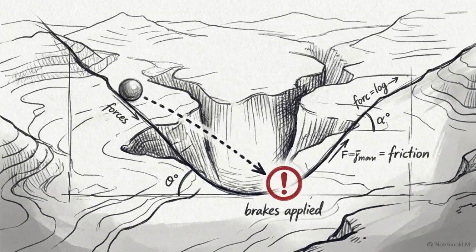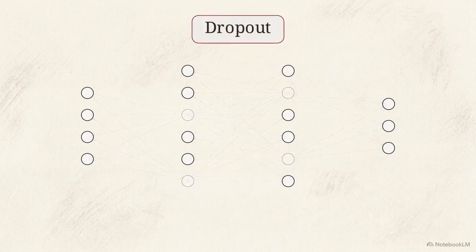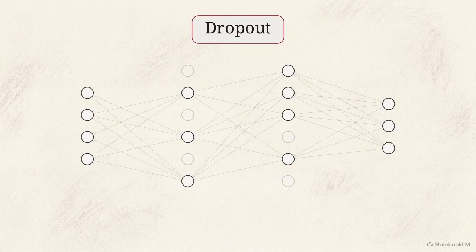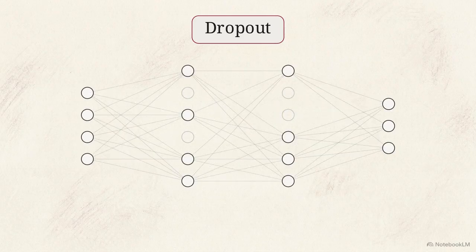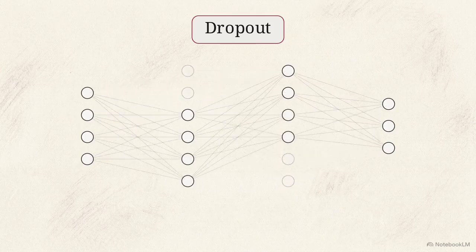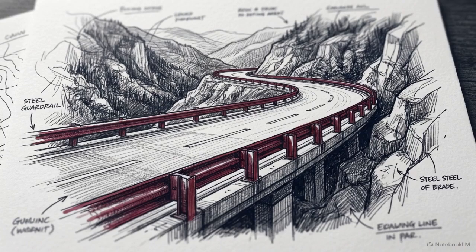Nesterov momentum looks ahead at the slope, applying brakes so the ball doesn't roll past the true bottom of the canyon. If a network is too dense, it memorizes training data rather than learning general patterns. We prevent this using dropout. By randomly turning off a percentage of neurons during training, we force the network to route signals through alternative pathways, ensuring robust learning. Hyperparameters are human guardrails keeping the mathematical learning process stable and generalizable to the real world.